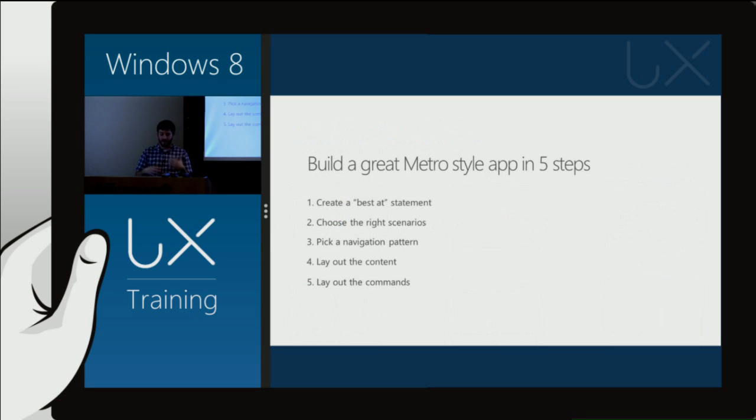So to build a great Metro-style app in terms of navigation, information architecture, and basically how the user experiences the app, how the flow works, how users move through it, there are just 5 things that you have to keep in mind. One is that you create a best at statement. I've alluded to that already, but we'll go through some examples. 2 is to choose the right scenarios that you really want to focus on. 3 is to pick your method of navigation, how you're going to do it. If you've seen some of the examples in the release preview, you'll see that different apps have chosen different methods. They're all available to you. 4 is to lay out your content, and then 5 is to lay out the commands.